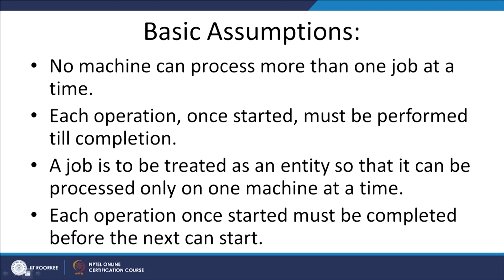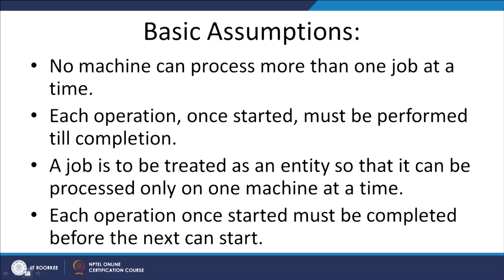Now, we will make some basic assumptions. What are these assumptions? Number 1, no machine can process more than one job at a time. This is the first assumption and this will make our calculations simple. Number 2, each operation once started must be performed till it is complete. That means a process cannot be left in between, it has to be completed once it is started.